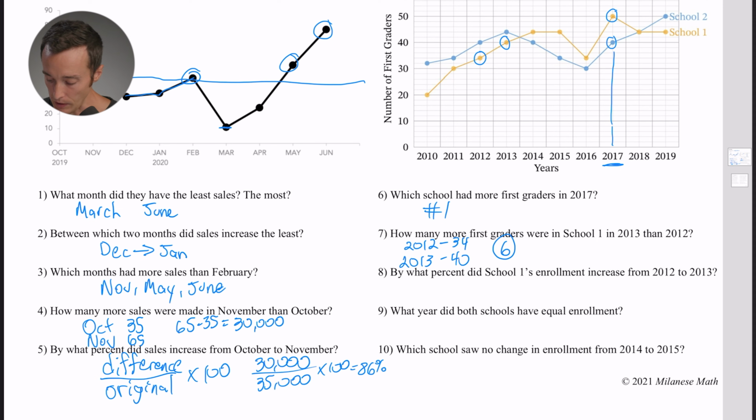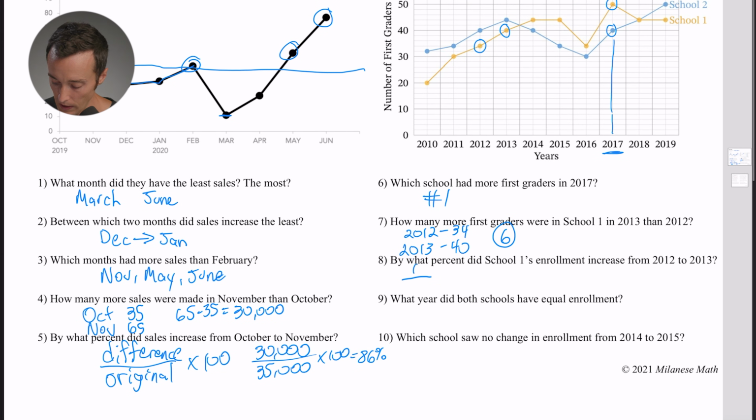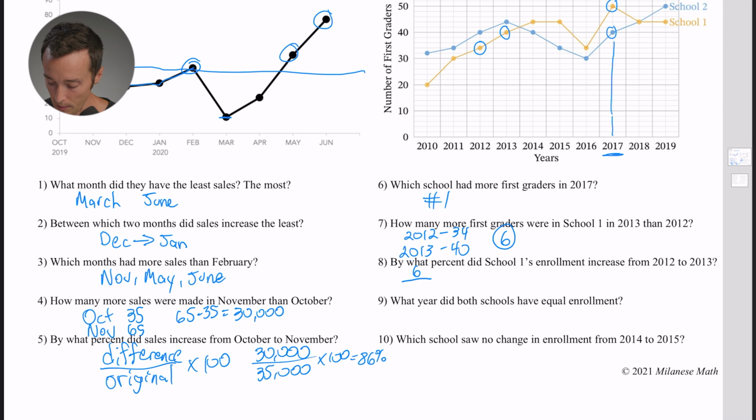It says, by what percent did school number 1's enrollment increase from 2012 to 2013? So this question is a lot like number 5, right, where we have to take the difference divided by the original and multiply it by 100. Luckily, we've already done this, or part of it at least, on number 7. We've already found the difference in enrollment between those 2 years. It was 6. That was our answer to number 7.